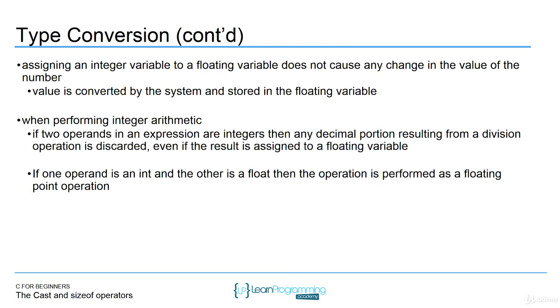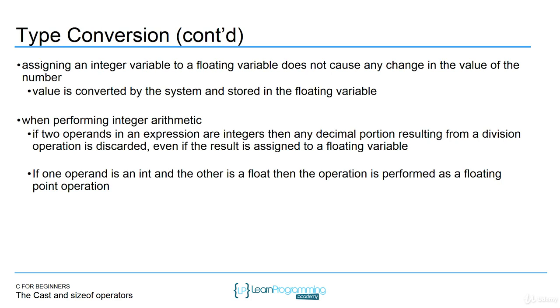When you perform arithmetic on integers, and this is different than just assigning values from a float to an int or an int to a float, this is when you have an expression, you're doing some addition, some subtraction, whatever the case may be. You have two operands, and one operand can be an int, one operand can be a float. You have to know what conversion is happening. So if you have two operands in an expression and they're both integers, then any decimal portion resulting from a division operation is discarded.